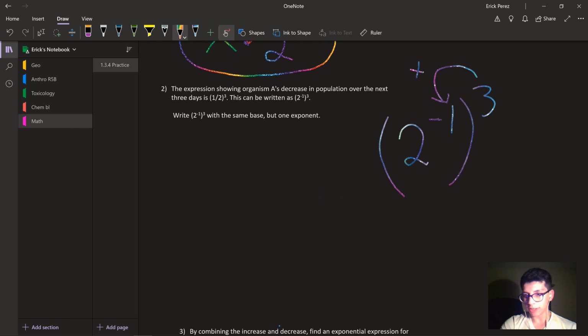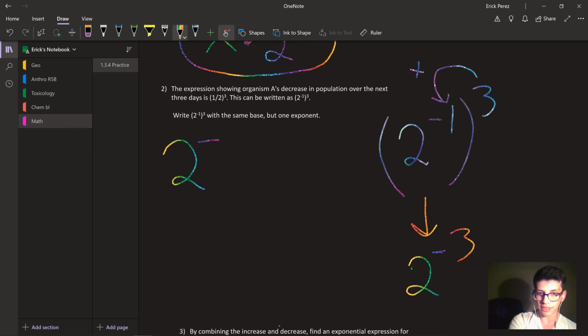3 times negative 1 is negative 3, right? And remember, anytime you have a power to a power, you multiply those powers. So 2 to the negative 1 to the 3 is: take that 3, multiply by that negative 1, and you get 2 to the negative 3. This is true for everything, but this will be your answer here. 2 to the negative 3. This is your answer.